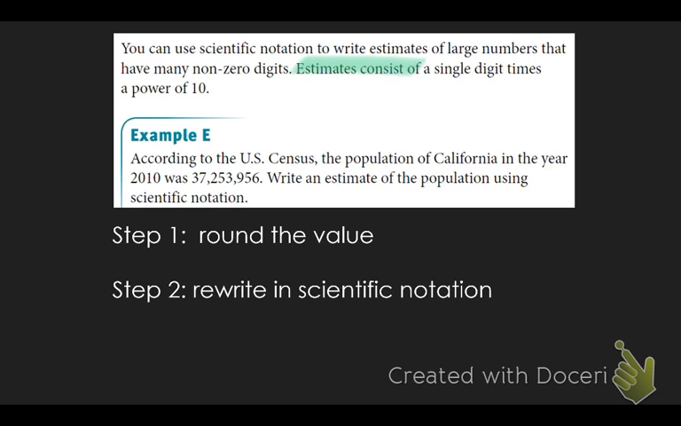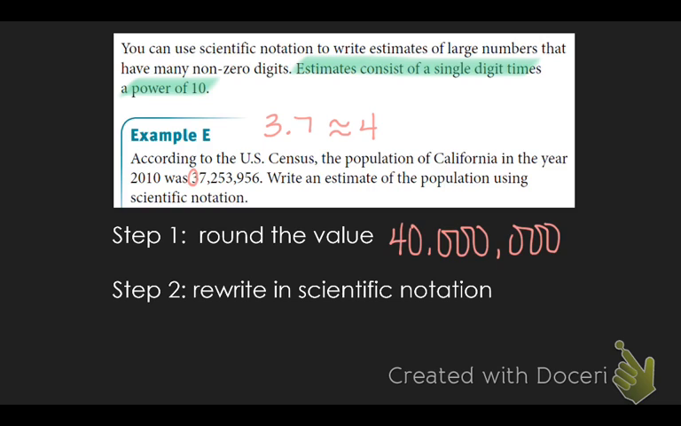Our book says that our estimates consist of a single digit times a power of 10. So that means I am going to round to whatever the highest place value is, which in this case is 10 million. So I'm really looking at 30.7, and I'm going to round it up to 4. So I'm rounding the value to 40 million. So using scientific notation, that will be 4 times 10 to the 7th.